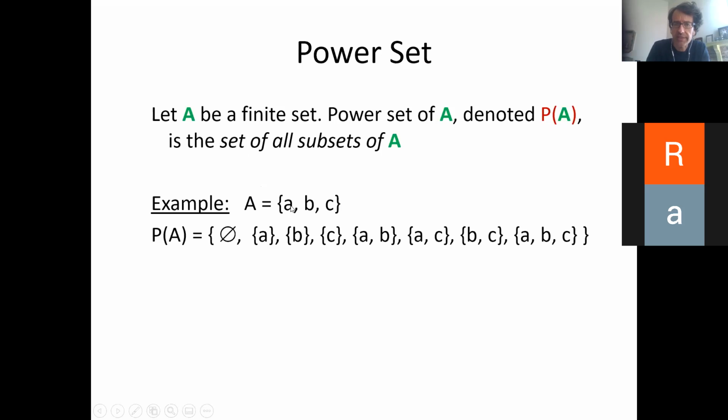So if set A, for example, has elements A, B, C, it's a set of 3 elements. What's the power set of A? How many distinct subsets are there of A? Well, first of all, an empty set. Empty set is a subset of every set. Why? Because the implication that if x is in here, then x is in here, trivially is true, because for every x, x is never here. And an implication is true if the hypothesis is false. So that implication is always true, and that's intuitive. An empty set is a subset of everything.